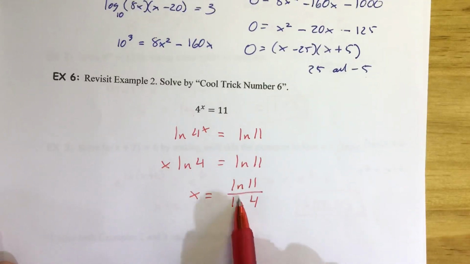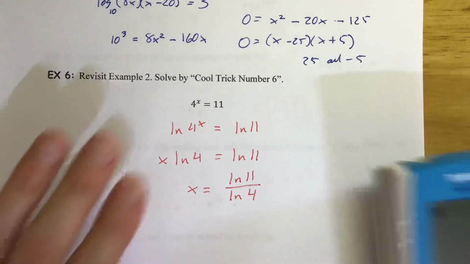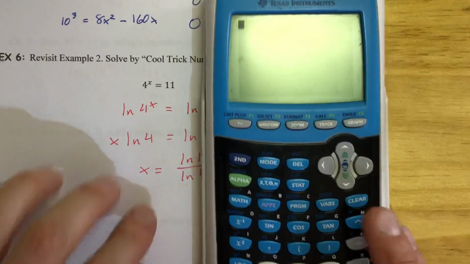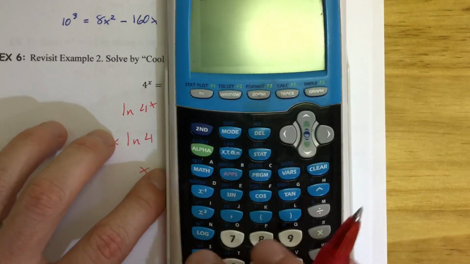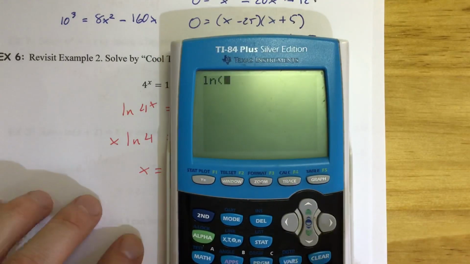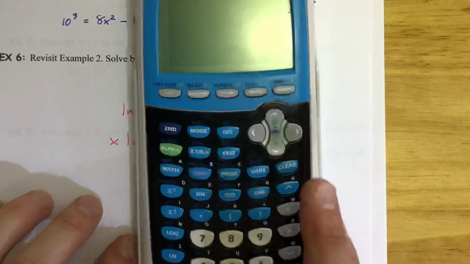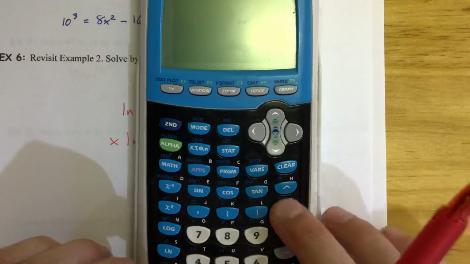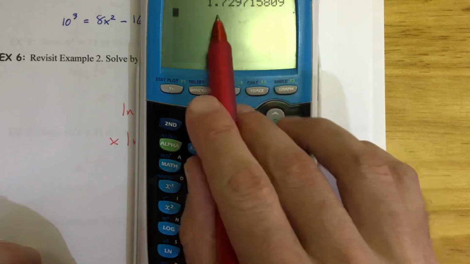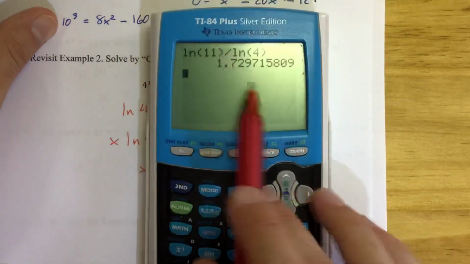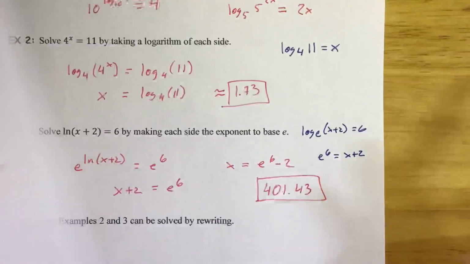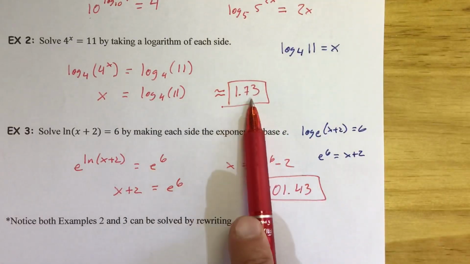Do not cancel the natural logarithms. Just don't do that, okay? But here's your answer. Let's see if we get the same thing as the front. The reason I use natural logarithm is because it's a button right there. It's just such a fast way to do it. So I do natural log of 11, divide that by the natural log of 4, and you get that answer. Sorry, you couldn't see that. There's the division. You get that answer, which is right there.